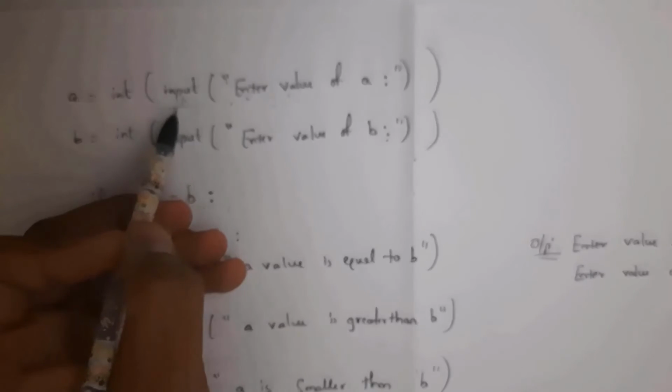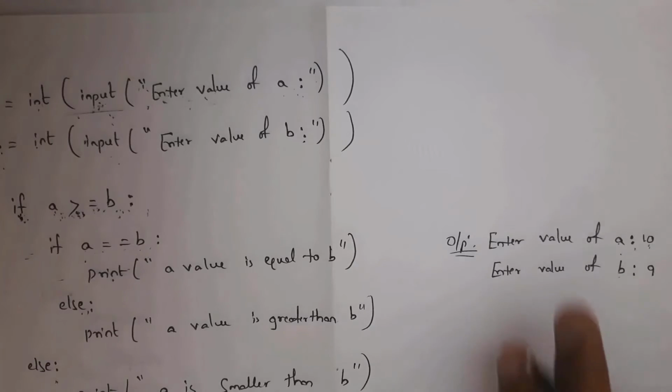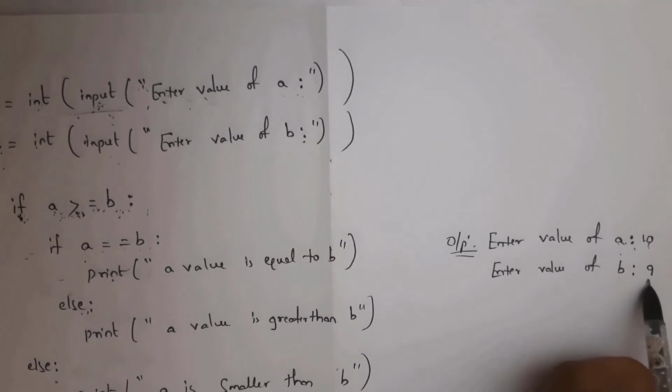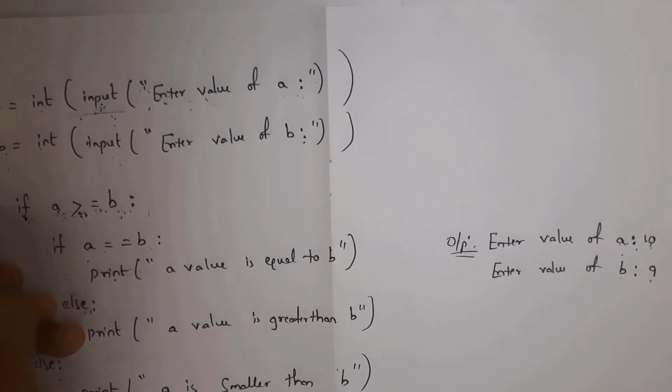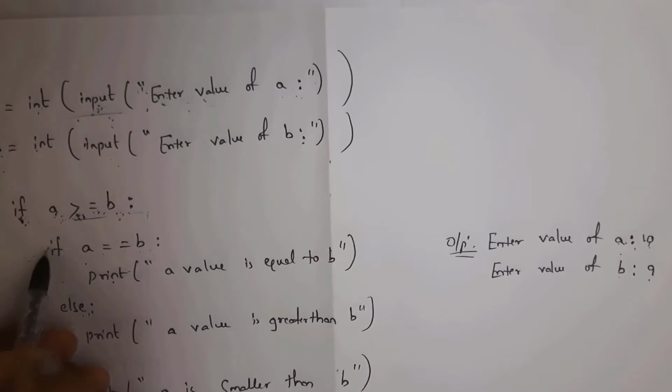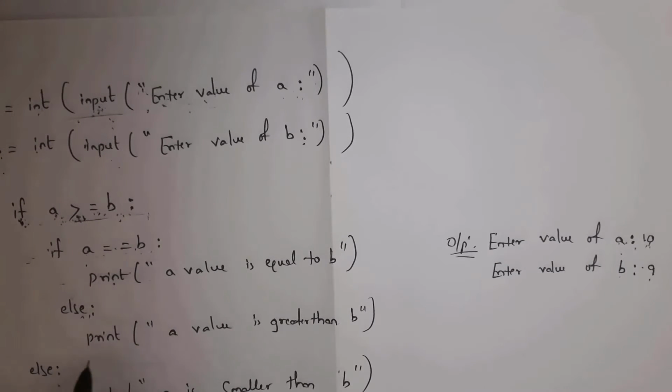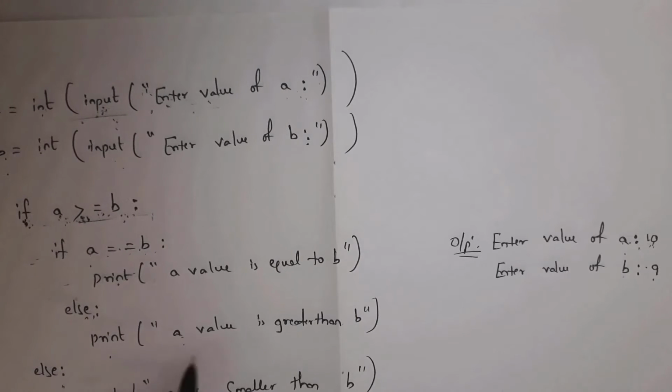Here by using the input function, I can enter inputs. Here I gave the value of a as 10, and the value of b as 9. Here a value is greater than b. So it will go to this if statement, and inside the if statement I wrote the condition, that is, a equal to b. So here a is not equal to b. So it will display the else statement, that is, a value is greater than b. So here I will get the output, that is, a value is greater than b.